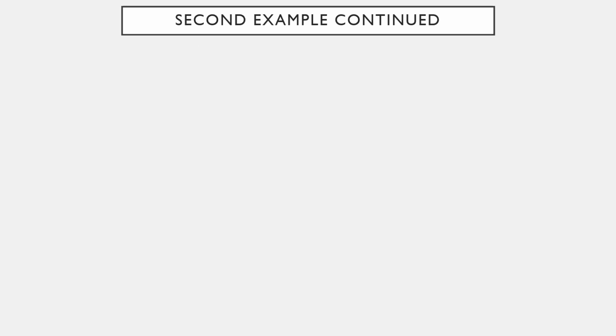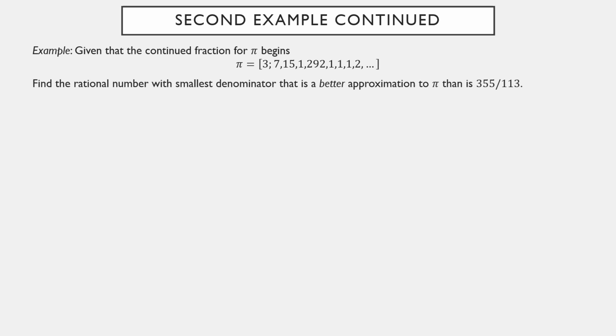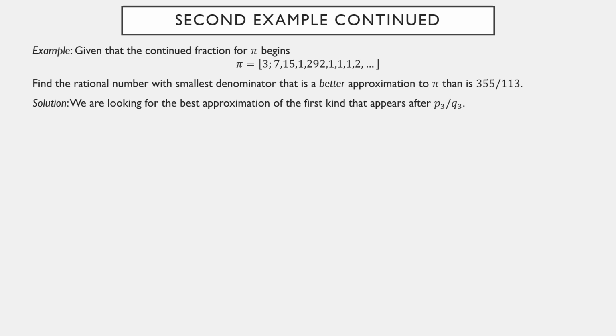So we're about to cross the hour mark. Let's just do one final thing. Again, with continued fraction for pi being what it is, find the rational number whose denominator is as small as possible, but it has to be a better approximation to pi than 355 over 113. In other words, we want to find a better approximation than 355 over 113. What is the simplest fraction, the one with smallest denominator, that we could possibly use? In other words, we're looking for a best approximation of the first kind, but the first one, if we were to list them in order of increasing denominator, the first one that appears after P3 over Q3.